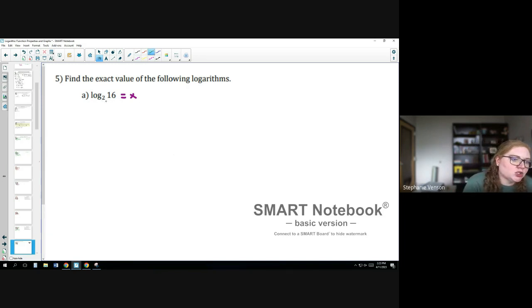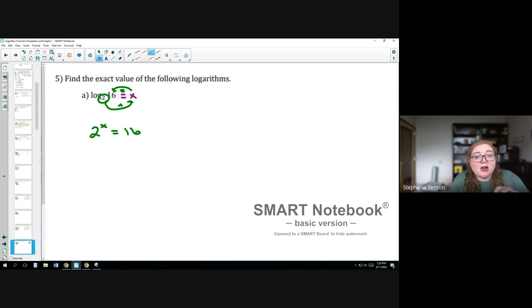The way that I'm going to solve this equation is I'm going to rewrite it as an exponential, just like I did in example 4. So I'm going to circle the base. I'm going to say 2 raised to the x is equal to 16. So let me write it that way: 2 raised to the x is equal to 16. Now I know how to solve that from my lesson on exponentials.